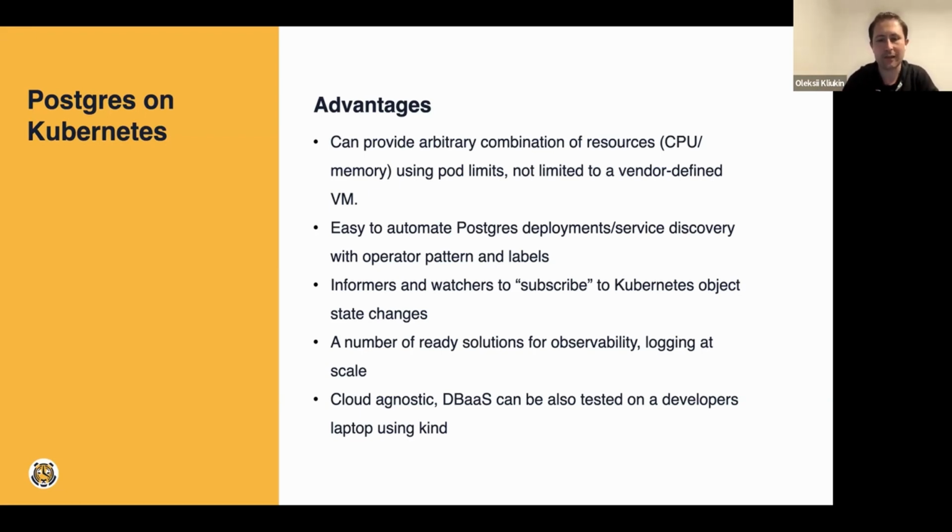instance, Postgres clusters. Kubernetes has a number of readily made solutions for observability, for tracing. There are really a lot of different readily made components that can help you with that. And finally, Kubernetes does not depend on a single cloud vendor.